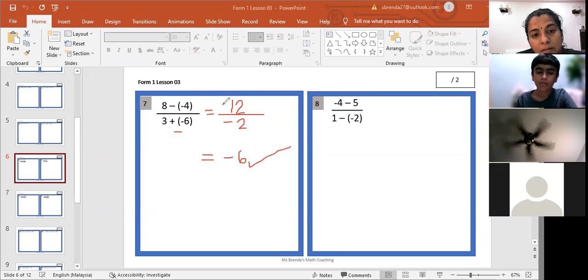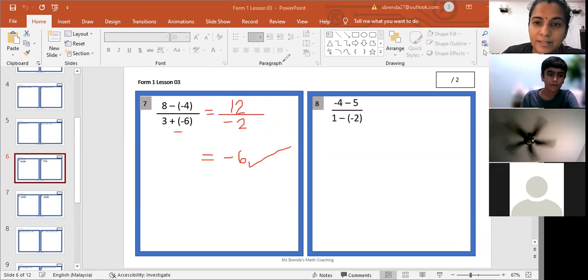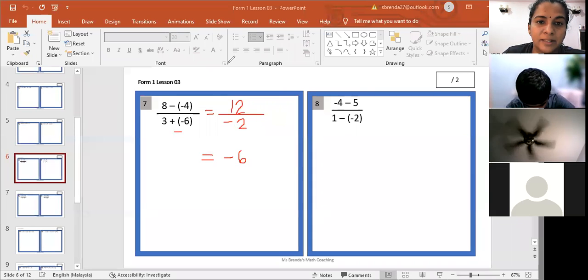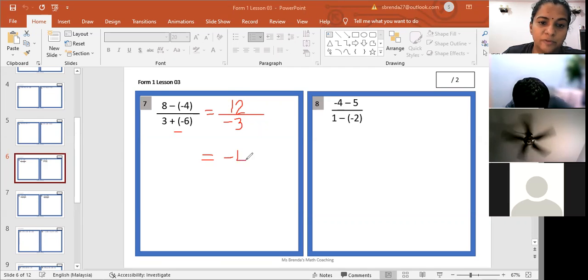Yes. The bottom number is -3, not -2. Oh, sorry. That's right. Yes, -3 here. Okay, so 12 divided by 3. I'm sorry, that was a mistake there. So this is -3. So 12 divided by 3 would be 4. And since it's a positive divided by negative, -4 is your answer.